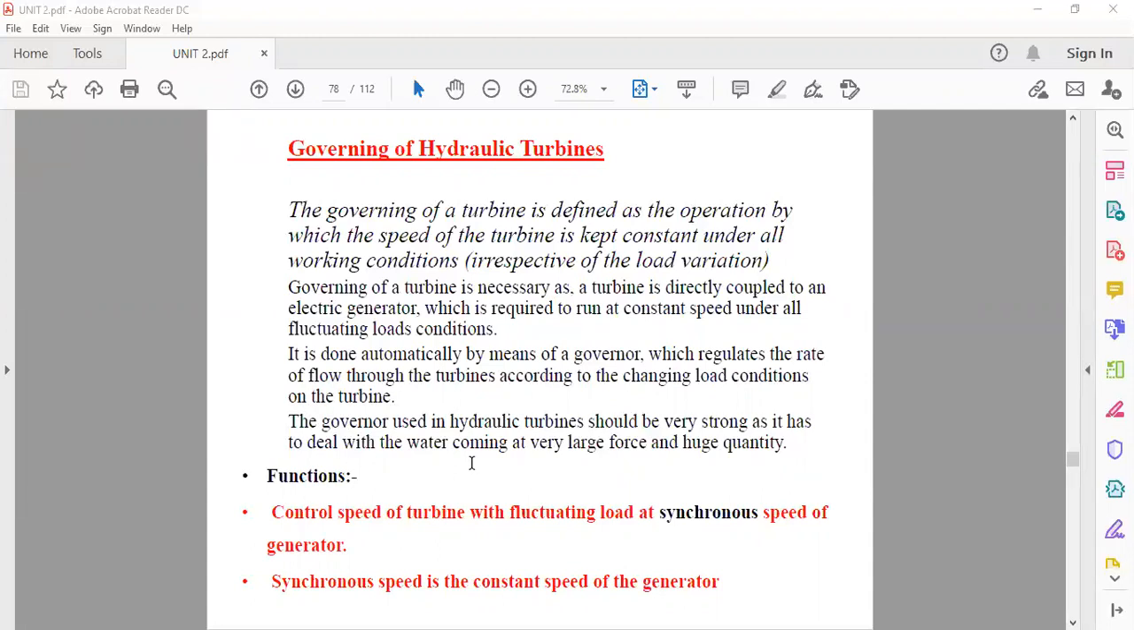Okay. One notice for all of you, all third year students: unmute your mic. In the next lecture, we will discuss governing of hydro turbine. So all of you unmute your mic. Abhishek, Atharva, Rishikesh, Kunal, Nikita. Yes, sir. Yes, sir.